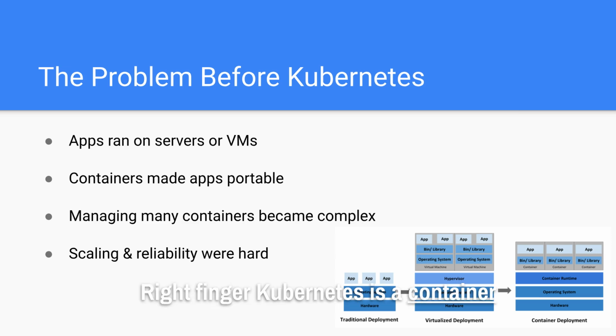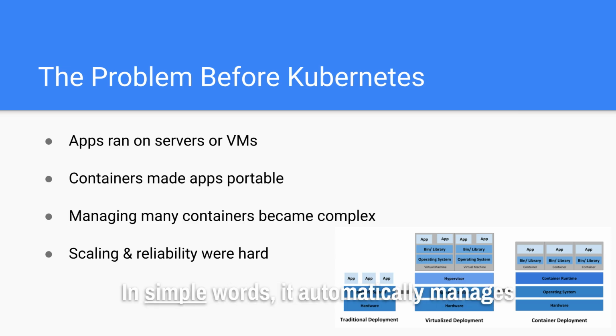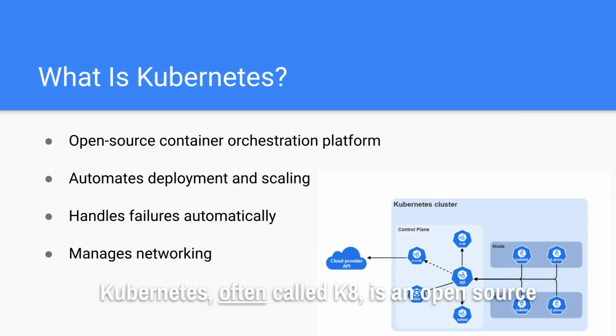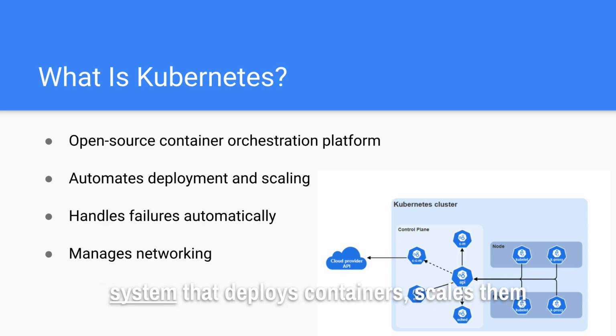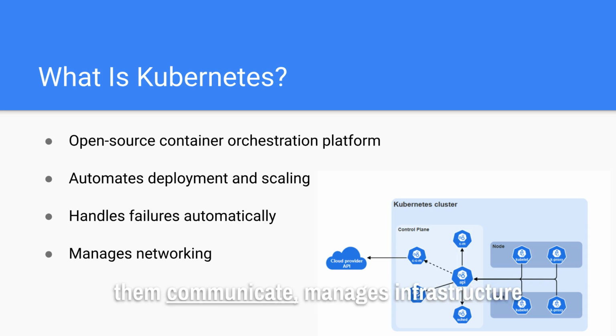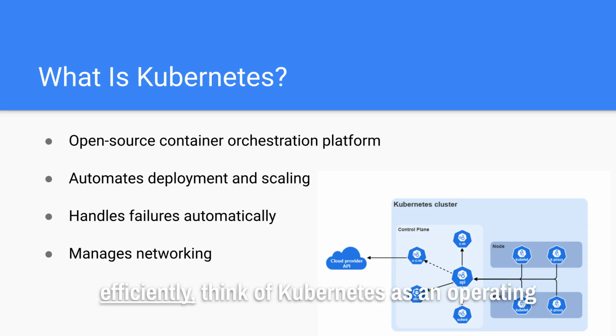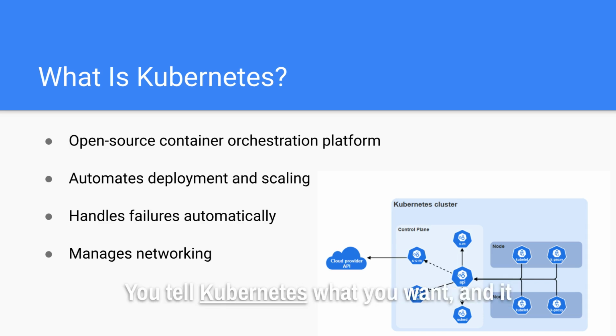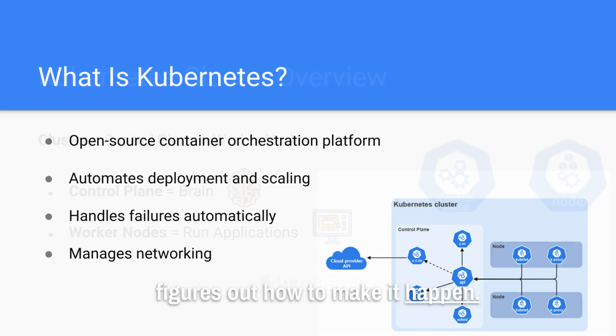Kubernetes is a container orchestration platform. In simple words, it automatically manages containers for you. Kubernetes, often called K8s, is an open-source system that deploys containers, scales them up or down, restarts them if they fail, helps them communicate, and manages infrastructure efficiently. Think of Kubernetes as an operating system for containers. You tell Kubernetes what you want, and it figures out how to make it happen.